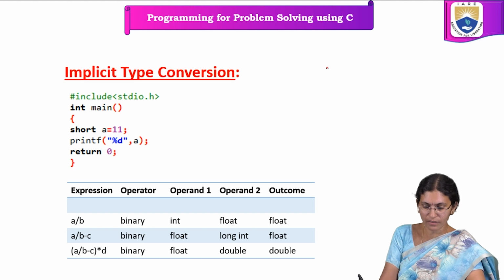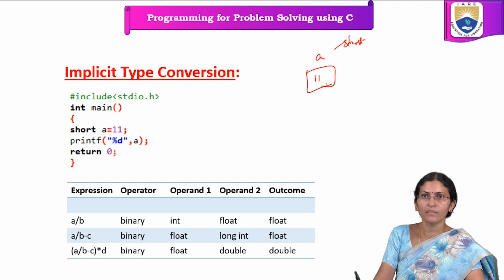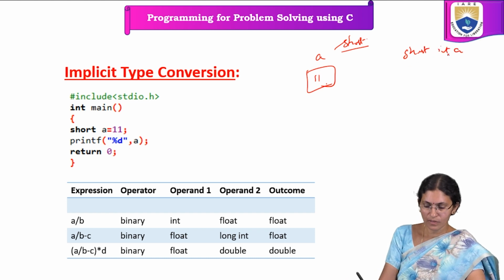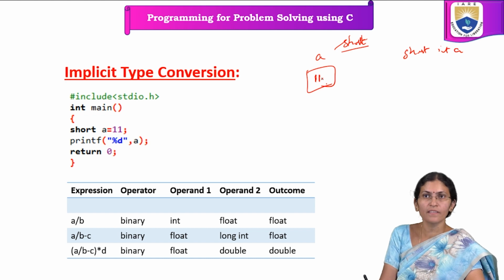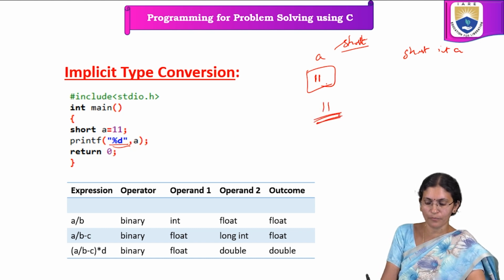Here we have declared one variable a, and its value is assigned as 11. It is declared as a short integer. The syntax to declare a variable as short is either short a, or you can write short int a. Both are the same. So a is assigned a value of 11, and if you try to print the value of a with the format specifier %d, we'll get the value 11. So the output of this program is 11.